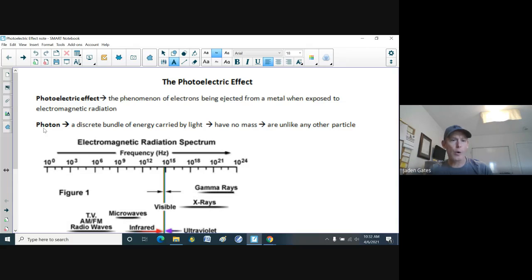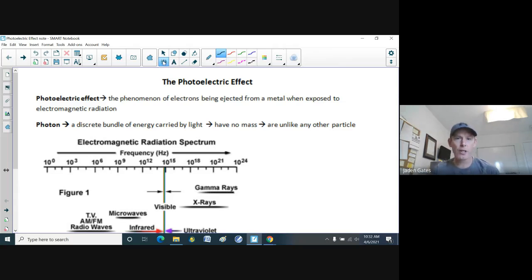All right, so we're going to talk about electromagnetic radiation here shortly. But a word I'm going to use is photon. Now, this is where the photo part of photoelectric effect comes into play. It's not about a photograph, but about a photon. And a photon is described as a discrete bundle of energy carried by light. So light essentially is carrying these photons and they have energy. The thing is that they have energy, but they have no mass and are unlike any other particle. And again, because this is a newer topic in physics, the details aren't really hammered out. They're just defining a photon, again, as a discrete bundle of energy carried by light.